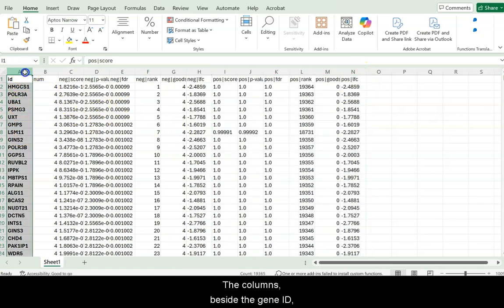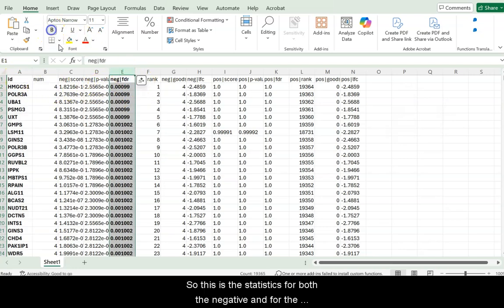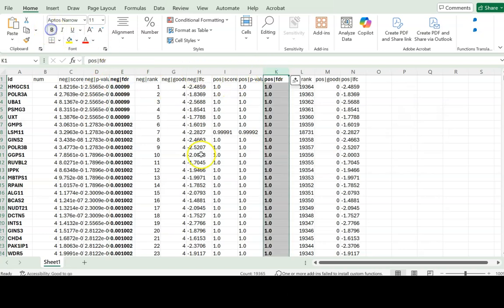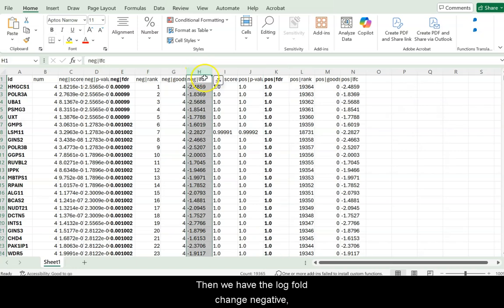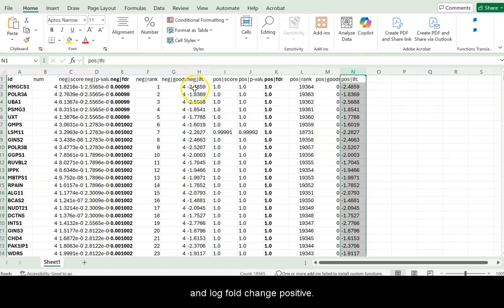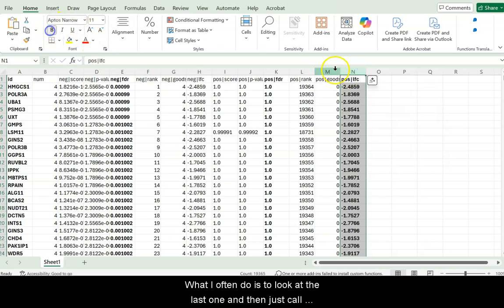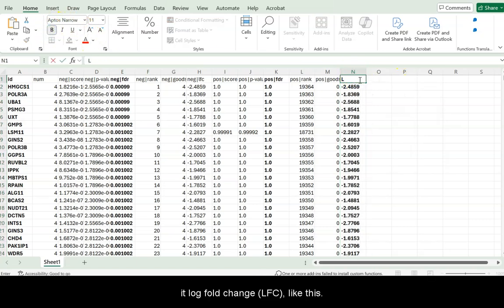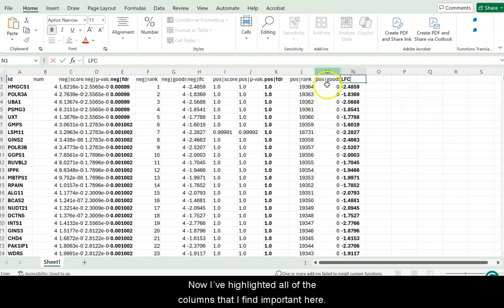The columns besides the gene ID that I usually look at is the FDR value. This is the statistics for both the negative and for the positive. And then we have the log fold change negative and log fold change positive. For some reason they are the same number, so you typically just need to look at one of them. What I typically do is to look at the last one and just call it log fold change, like this. Now I highlighted all of the columns that I find important here.